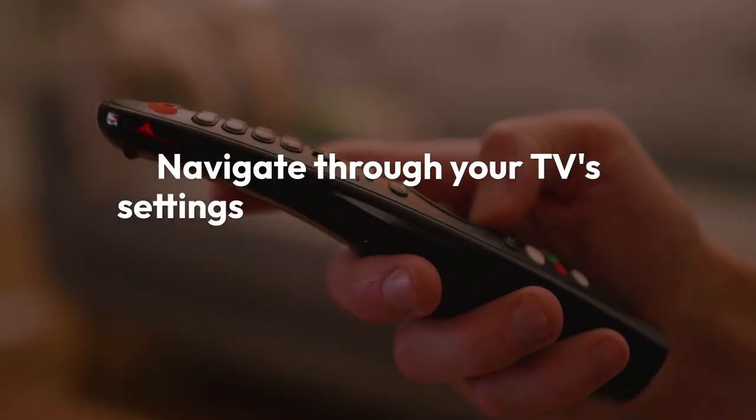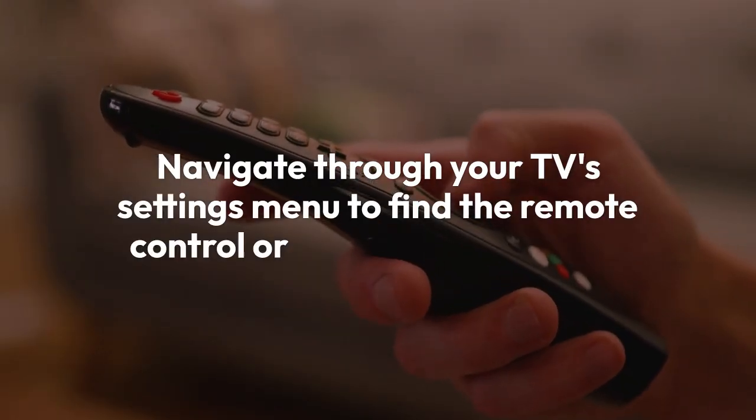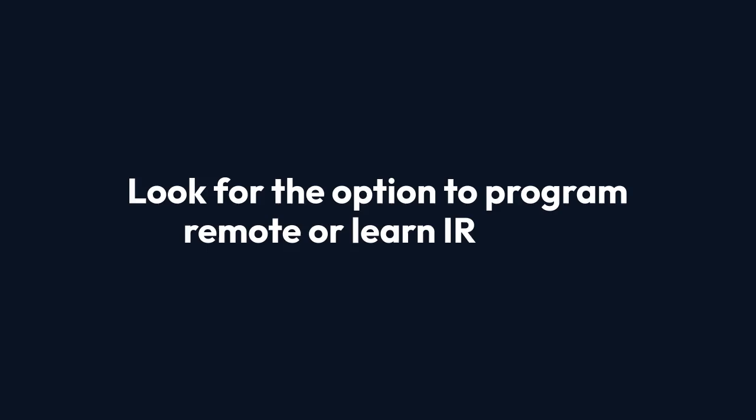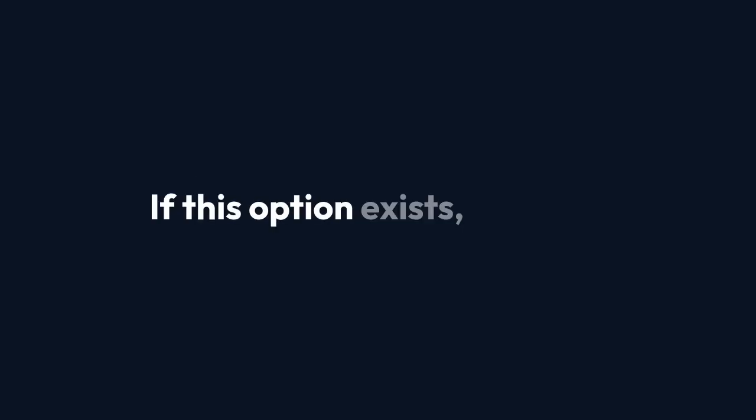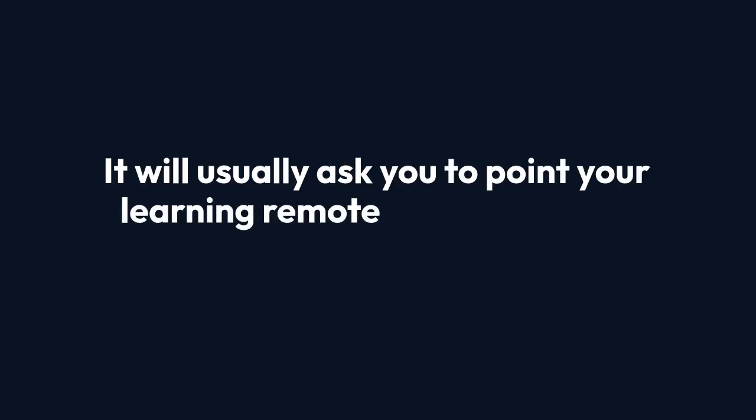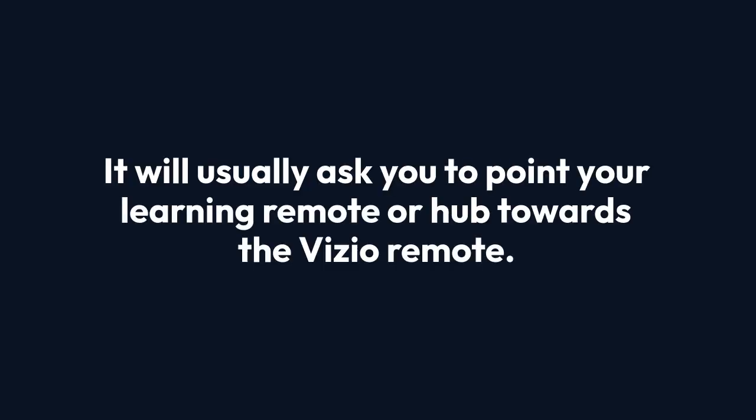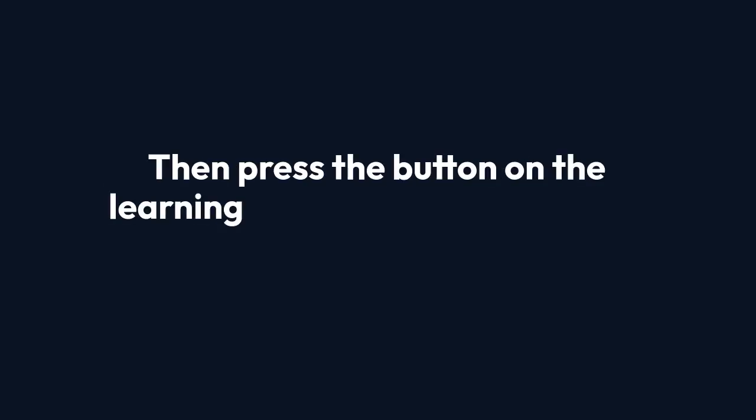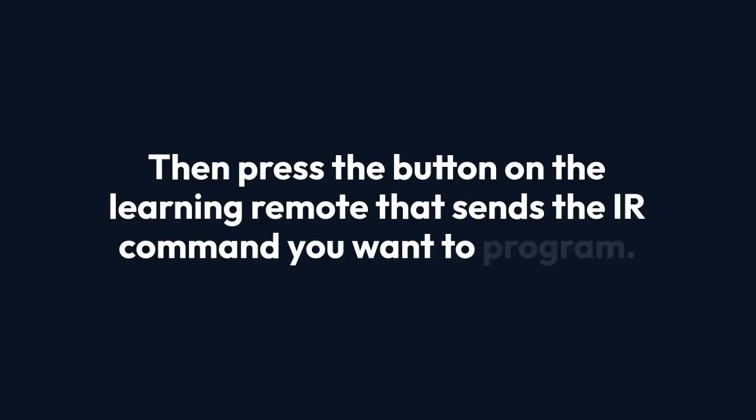Navigate through your TV's settings menu to find the remote control or accessories settings. Look for the option to program remote or learn IR code. If this option exists, select it. Your TV will guide you through the process. It will usually ask you to point your learning remote or hub towards the VIZIO remote. Then, press the button on the learning remote that sends the IR command you want to program.